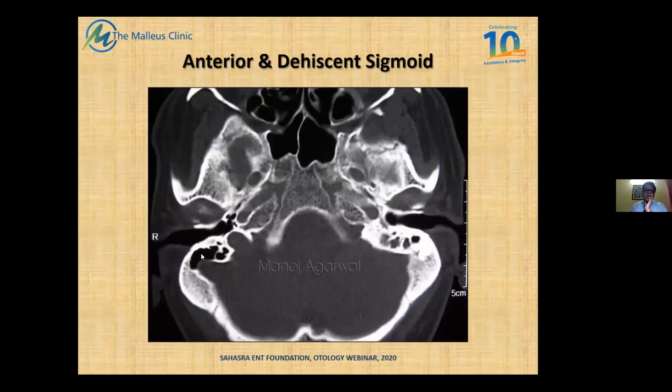But as you can see on the right side, the bone over the lateral sinus is missing. And see how close it is to the external auditory canal wall. Actually, the pathology is here. The pathology was on the other side. This is the normal side. That's why I called it an anatomy.